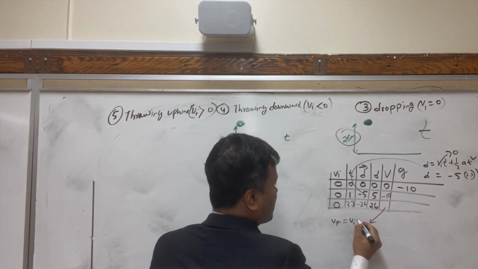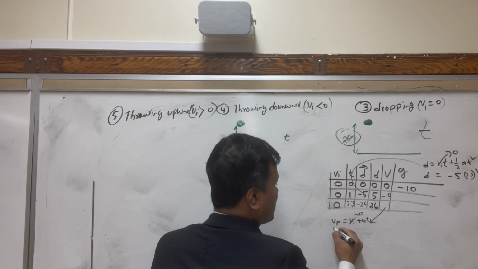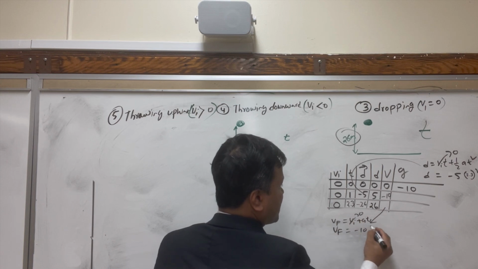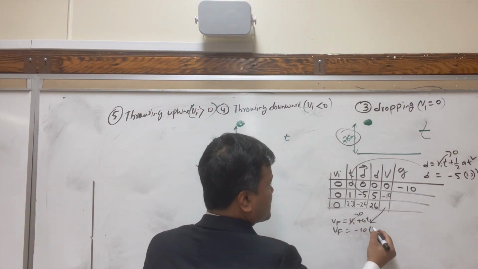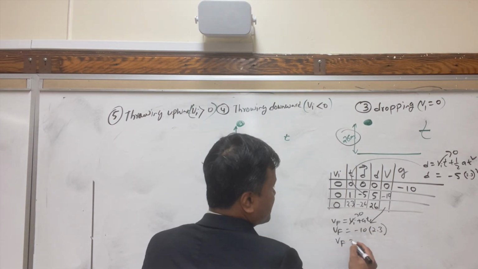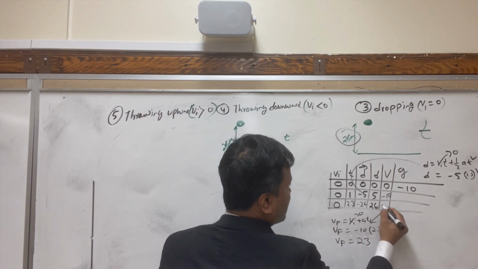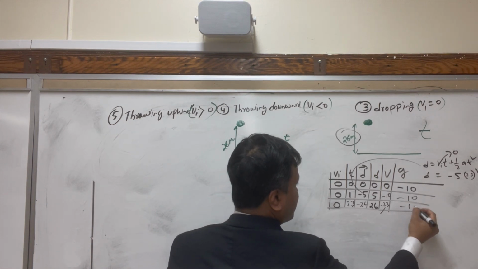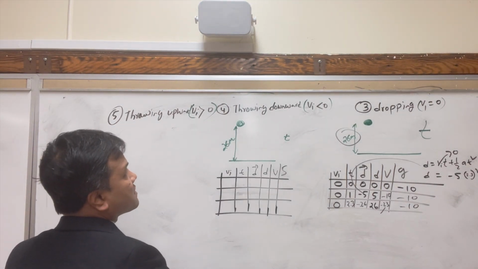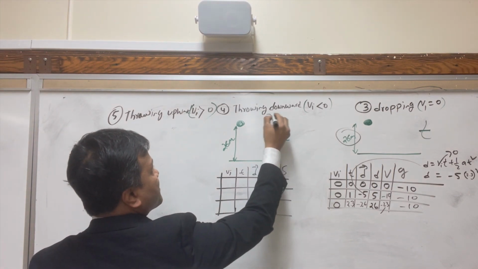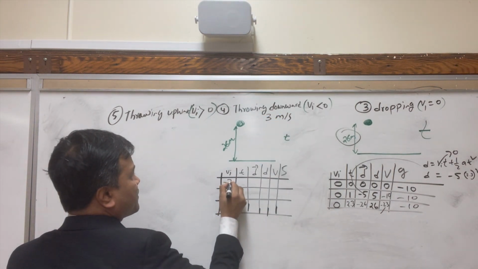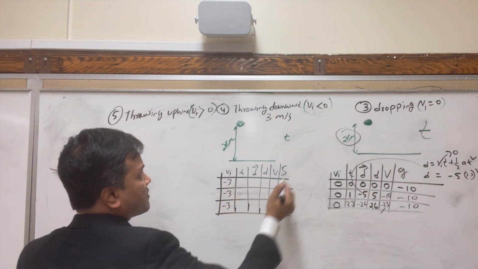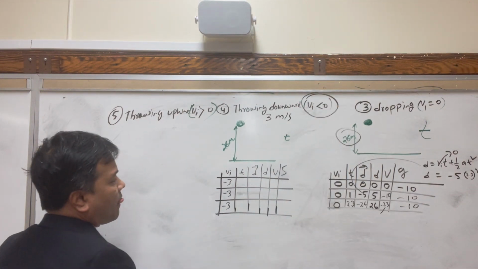Vf is equal to vi plus at. This is 0. Vf is equal to a, which is negative 10, and t is of course 2.3. So Vf is negative 23, and acceleration is negative 10. So the initial velocity, throwing downward with say 3 meters per second, is negative 3, because this is negative.